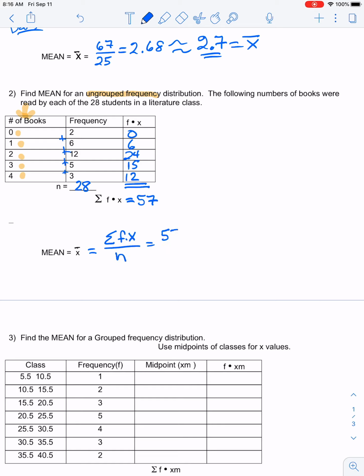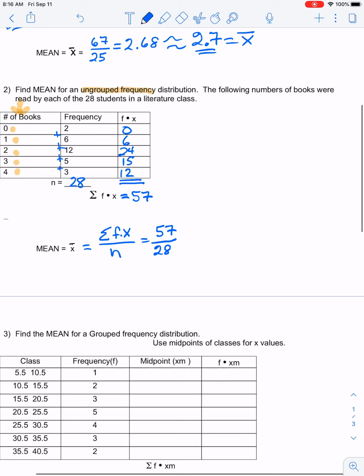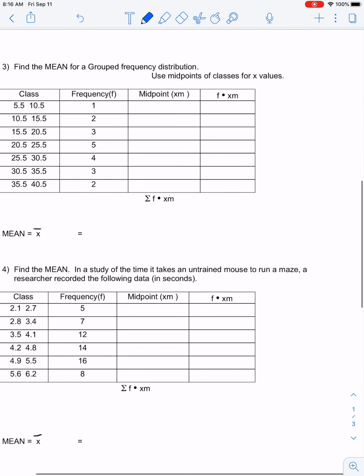So 57 divided by 28 comes out to be about 2.03. So we would use our approximation symbol and say that's approximately 2. And that's the value of x bar, the mean. Again, those were ungrouped frequency tables.